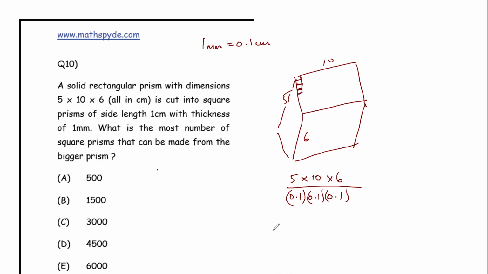Okay. So that is 50 into 100 into 60. All right. So that is 30 into 1, 2, 3, 4 zeros. That is 300,000. So what are we doing wrong out here?